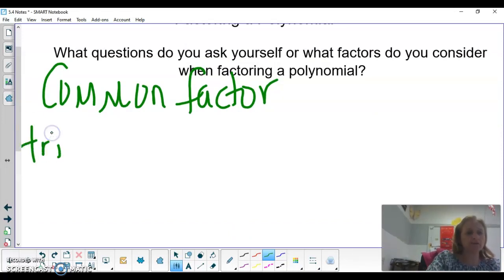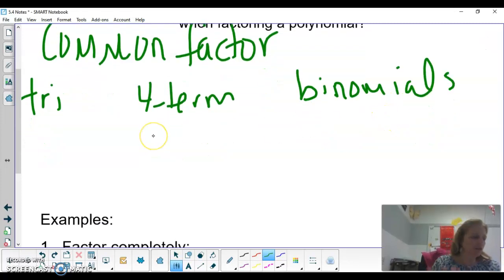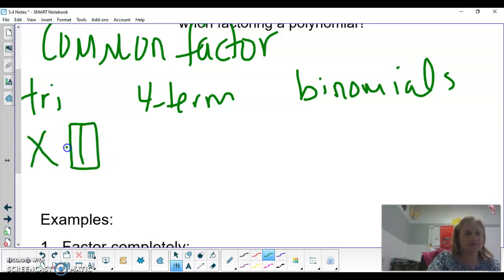Okay. And then once you're doing that, then you look. So we have trinomials, we have 4-term, and we have binomials. That's pretty much what we worked with today. So the trinomial, obviously, we're going to do the X in the box. Please remember, though, that if the largest term is like x to the 6, when you break it down, it's going to be x cubed and x cubed. Okay, or if it's x to the 4th, it's going to be x squared and x squared. We're going to divide those exponents by 2. Okay, now 4-term, remember you solve by grouping.